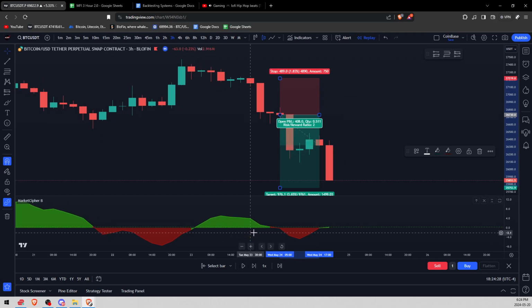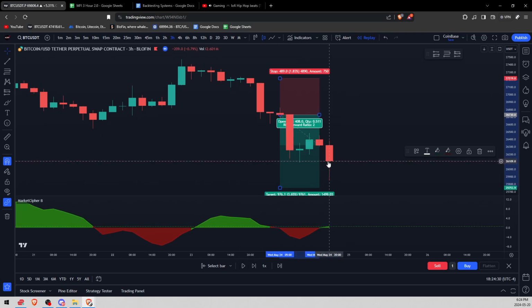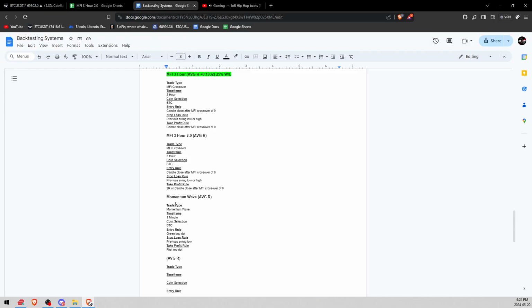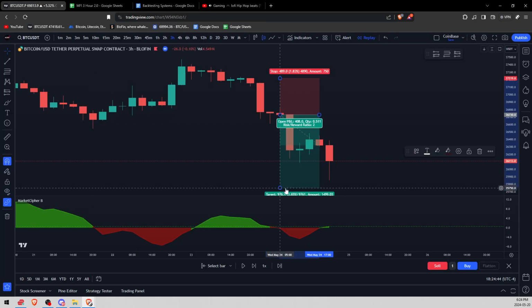Okay, we got a good push down. Okay, and it closed there. So we've switched here, and like I said in our rules, it's a 2R return or candle close after the money flow index crossover of 0. So here it got pretty damn close to our 2R return, which is quite surprising. But it did cross over before it could do that, so we're gonna have to bring it up to here.